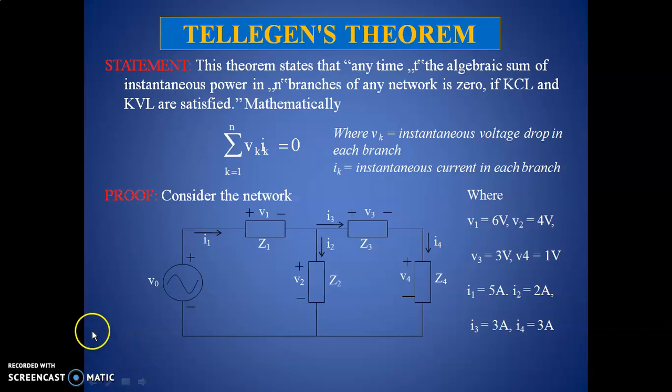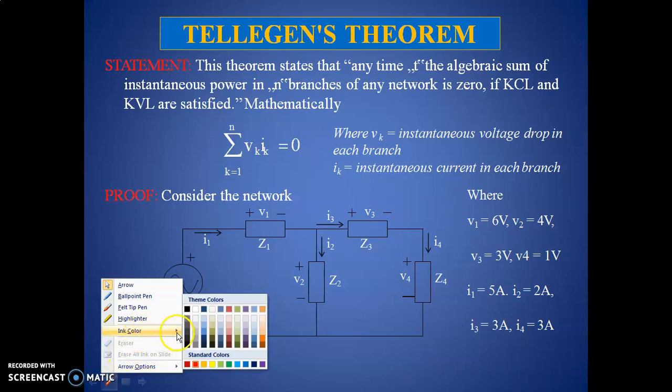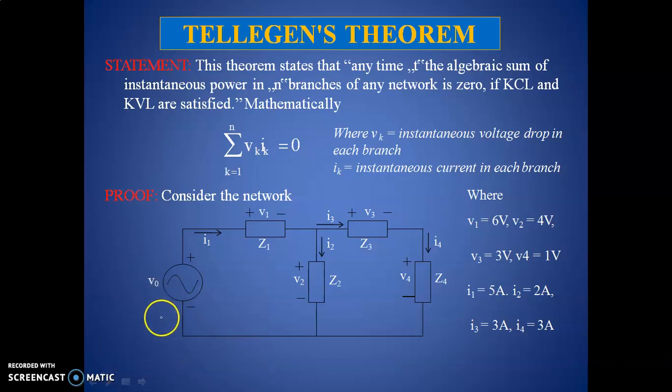The next is Tellegen's theorem. In this, we are going to study Tellegen's theorem. The statement is: Tellegen's theorem states that at any time t, the algebraic sum of instantaneous power in n branches of any network is 0 if KCL and KVL are satisfied.